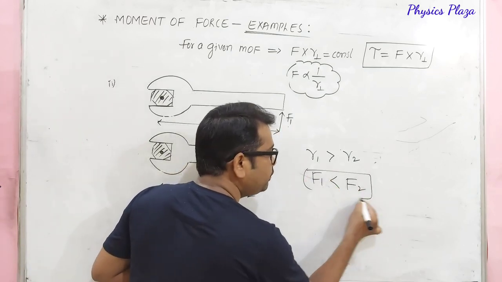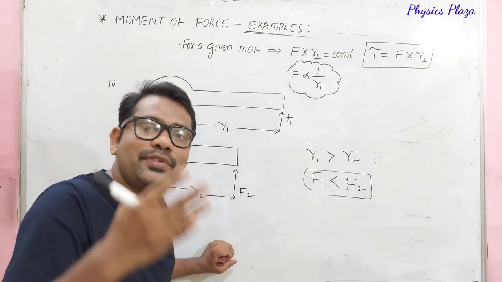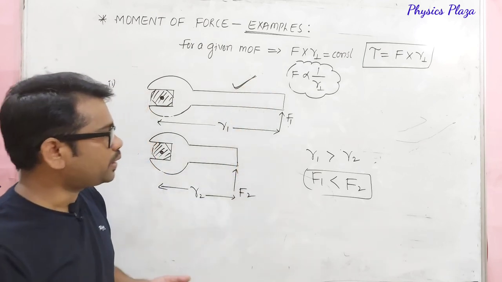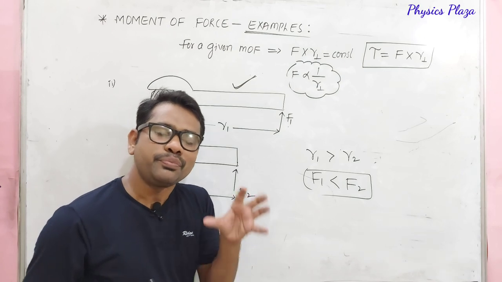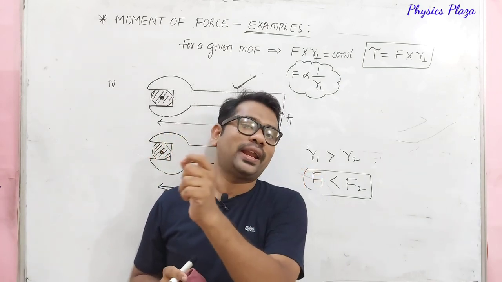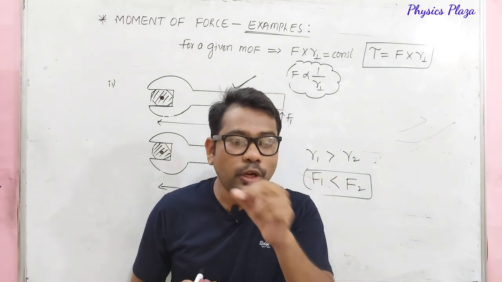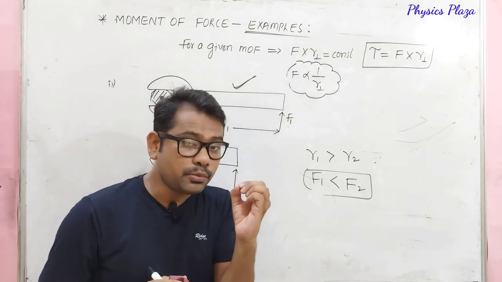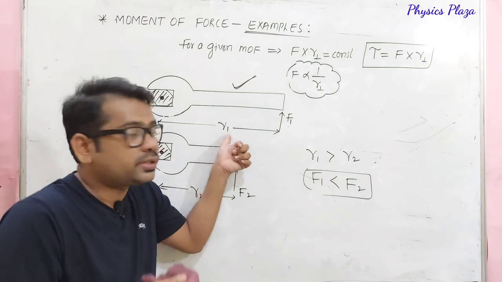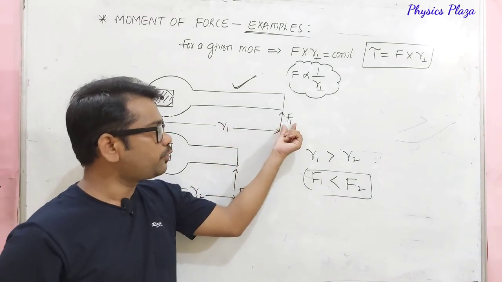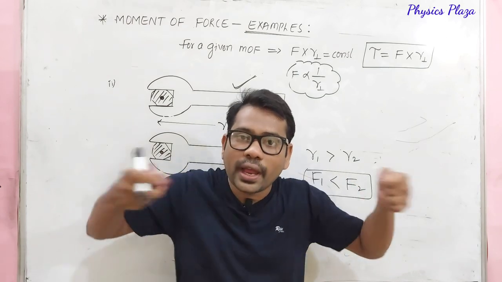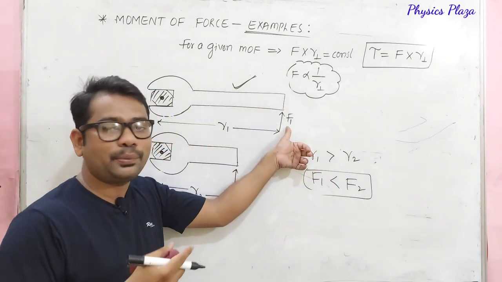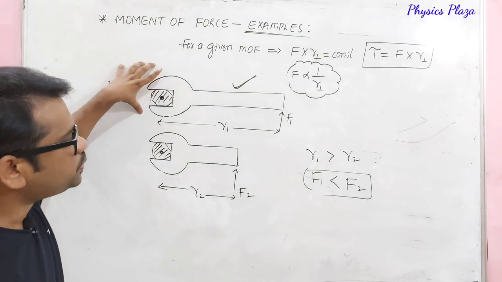So now you tell me, in which case do you think we need to apply the lesser amount of force? Obviously in the first case only. Why? Because the perpendicular distance is more. This is the reason why a spanner is provided with a long handle. In the exam they will ask the question: a spanner is provided with a long handle, give a reason. What is the reason? For a given same moment of force, the perpendicular distance is inversely proportional to the force. That is, the more the perpendicular distance, the less the force required. As a spanner is provided with a long handle, the perpendicular distance becomes more, so the force required will be less. This is why a spanner is provided with a long handle.